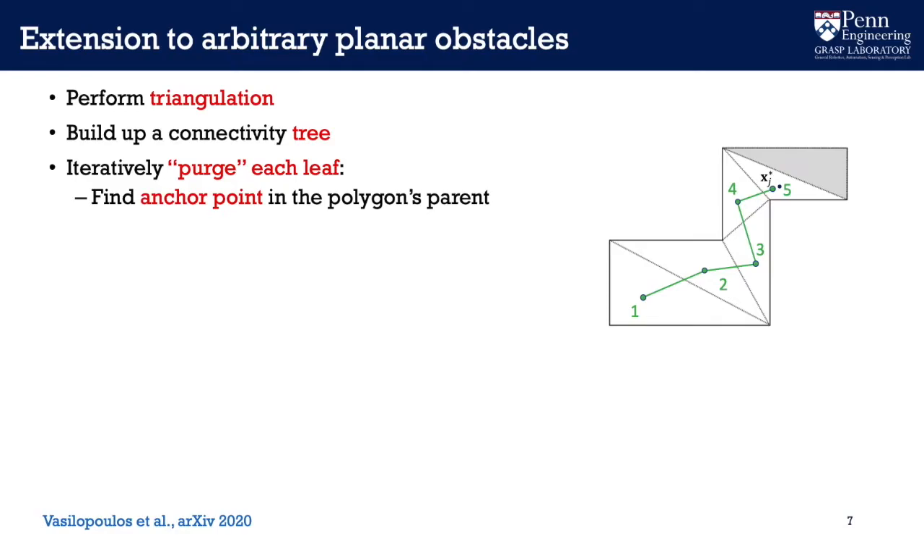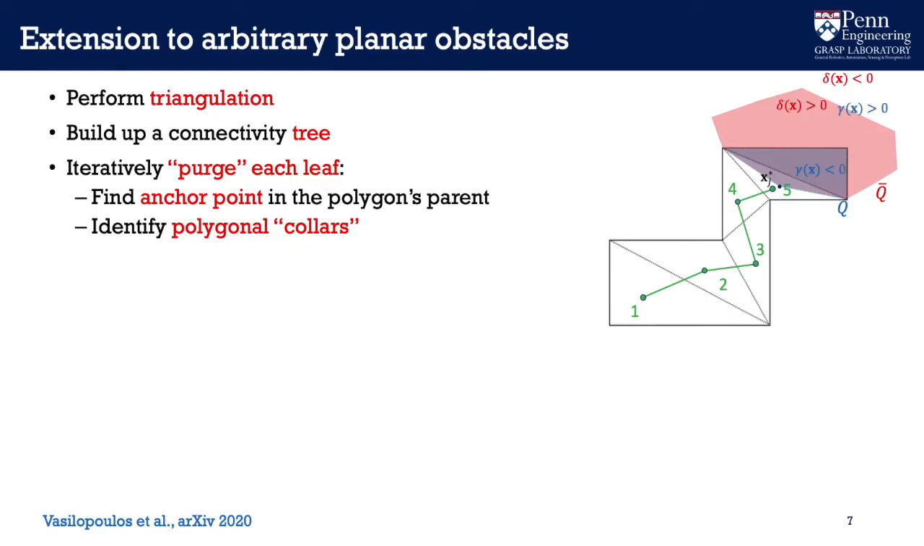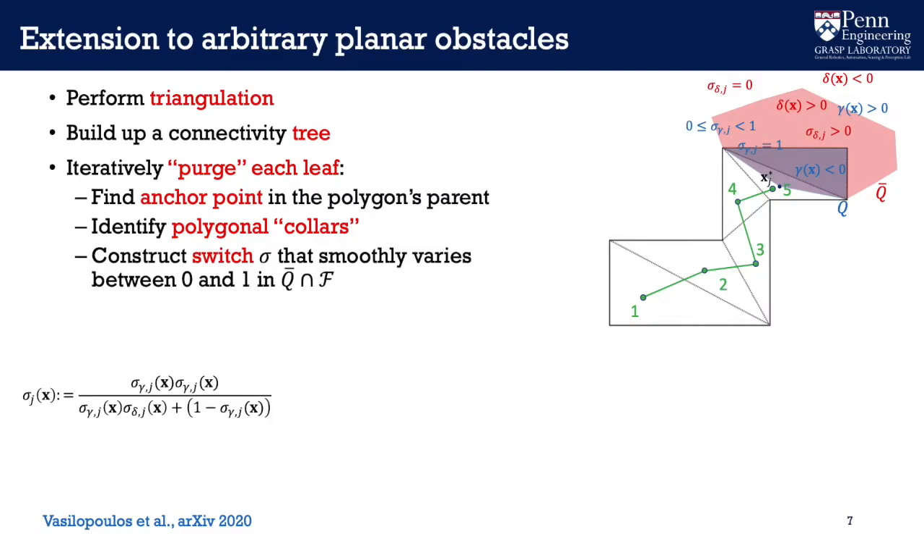First, we find an anchor point in the leaf's parent, and we identify two polygonal collars, one for the leaf itself and one that defines a neighborhood around it. For each of these collars, we construct implicit functions that define them, using the R-function methodology from the field of computational geometry. Using these functions, we construct a smooth switch that varies between 0 on the boundary of the external polygonal collar and 1 on the boundary of the leaf itself.